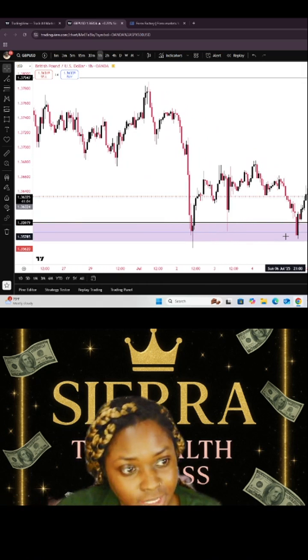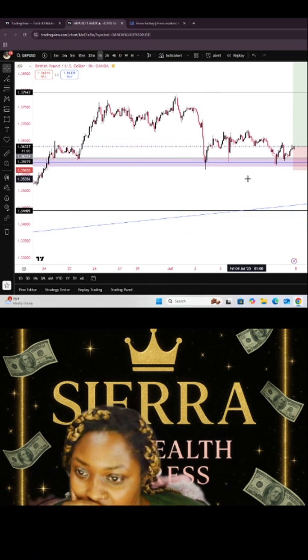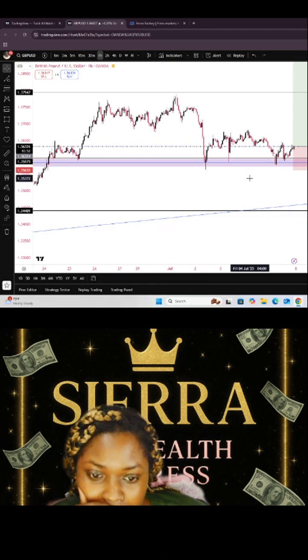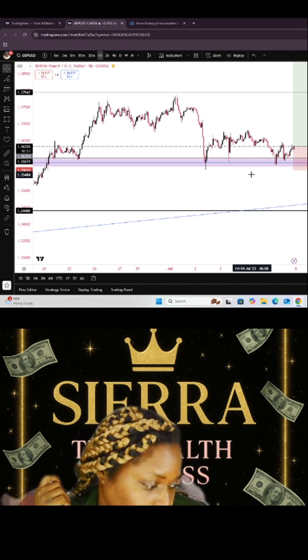Okay, so that's top-down analysis. Let me know if you didn't understand anything. I'll go back over it. But my main thing that I wanted to get through today was these zones. So let me know if you don't understand the zones.